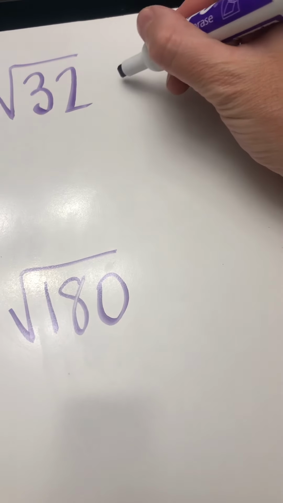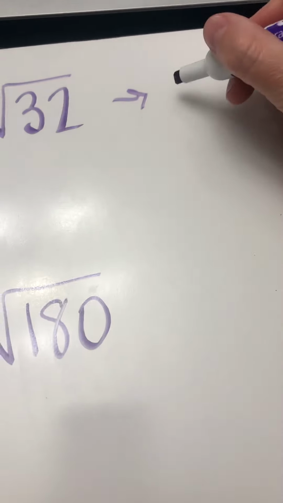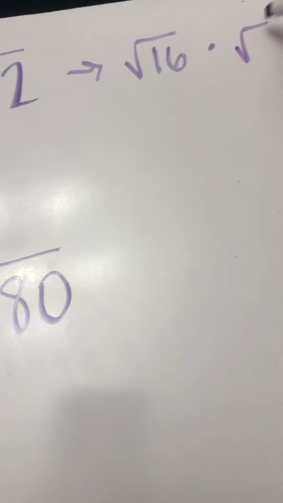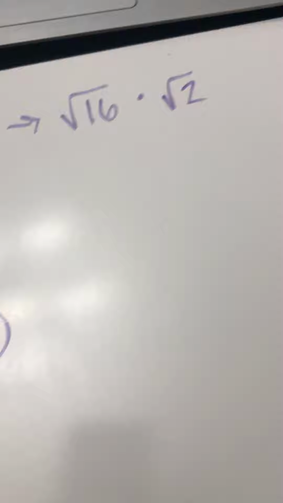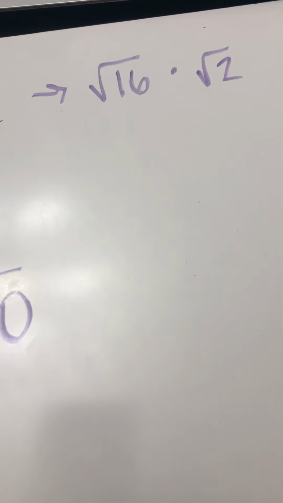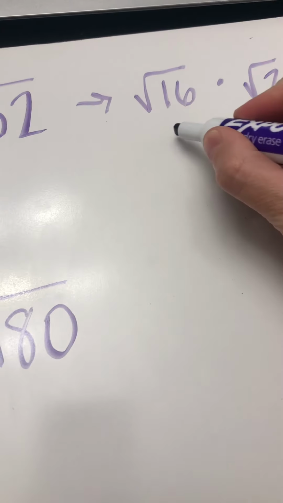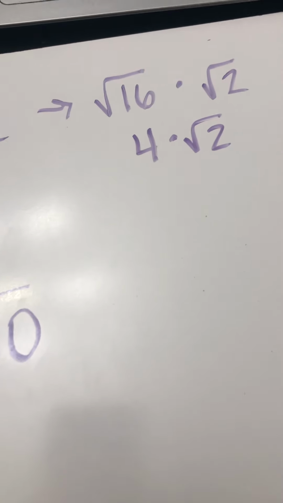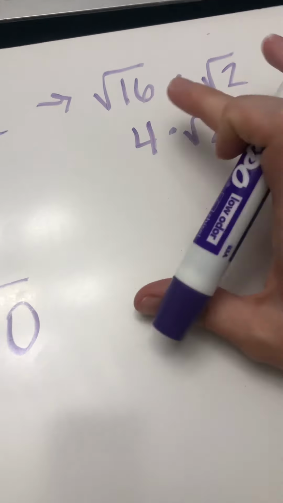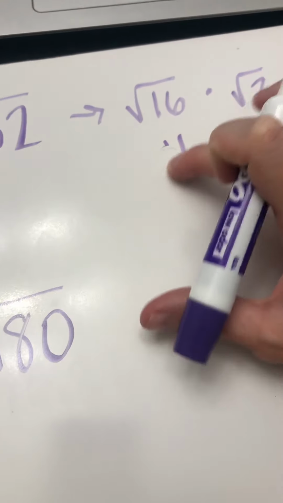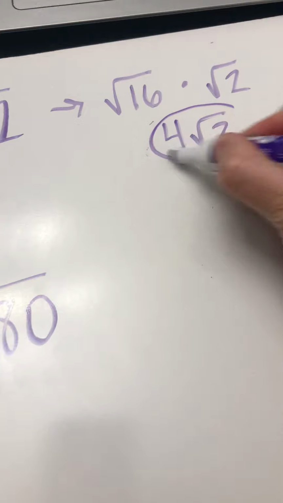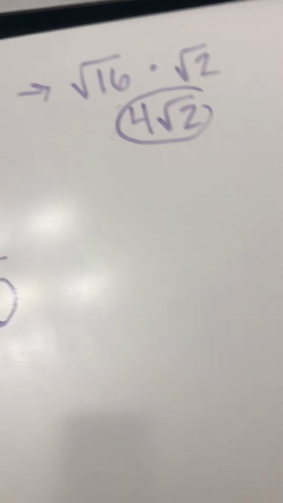So I can say that the square root of 32 is actually the square root of 16 times the square root of 2. Now, the square root of 16 is something you all know. So the square root of 16 is 4 times radical 2. Now, you're not going to see it written this way. You're going to see it written as what I call a squish. So 4 radical 2 is radical 32 simplified.